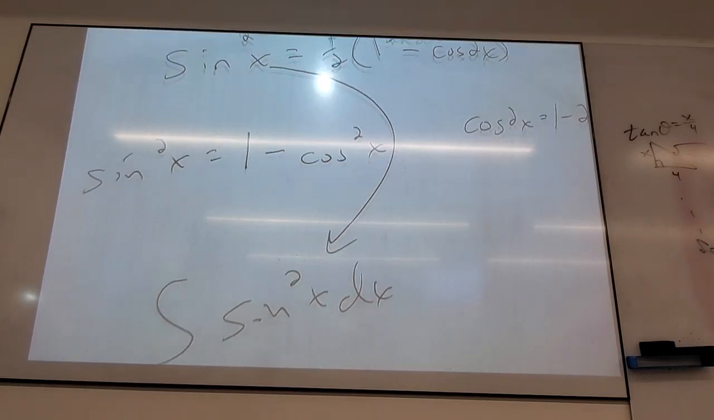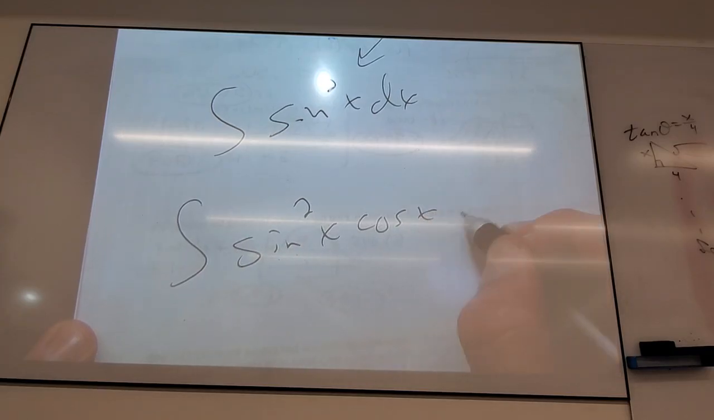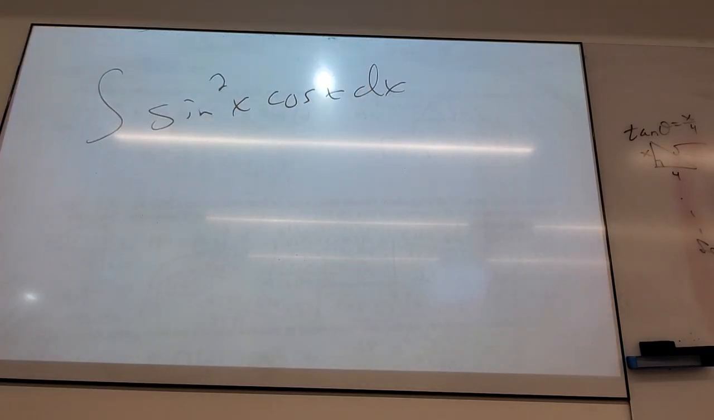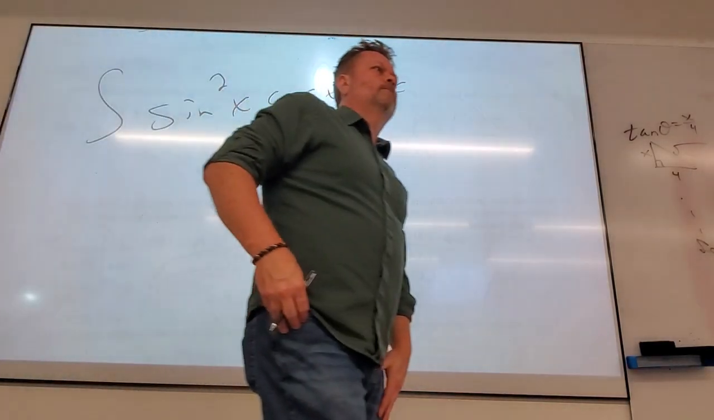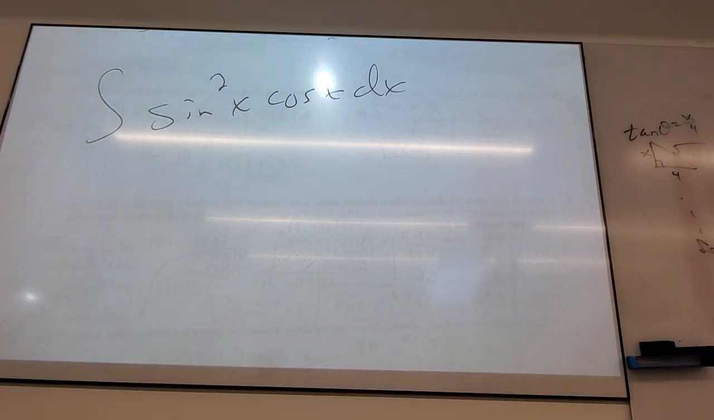So if I see this, do I need to use the sine squared identity? No. Why not? Because you could just use u sub, and it would end up with an extra cosine floating around. So cosine x dx, what would u be to make that du? Sine x. And then I got sine squared, so that would become u squared.